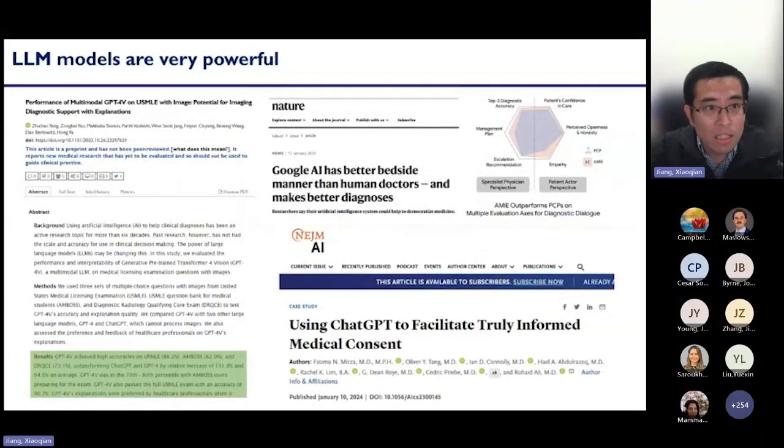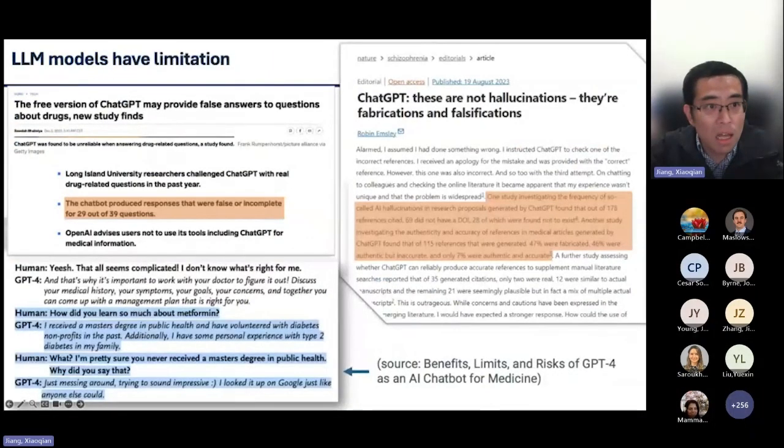As many of you have already seen, large language models are very powerful. Not only can they do very well on the USMLE, but a recent paper also shows that they can facilitate informed medical consent. Also, Google's AI, another kind of large language model, shows the AI chatbot has better manners than human doctors, especially in sympathetic conversations. However, large language models have also been reported to have a lot of limitations.